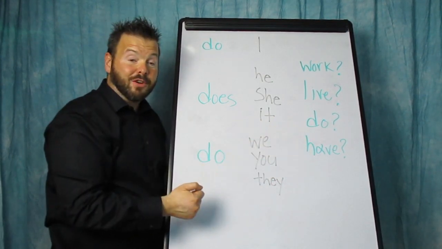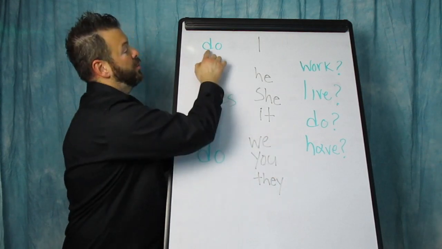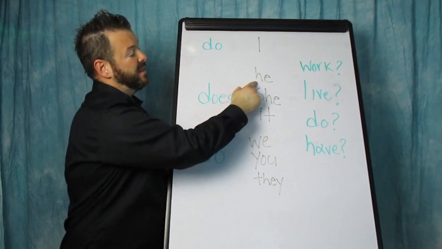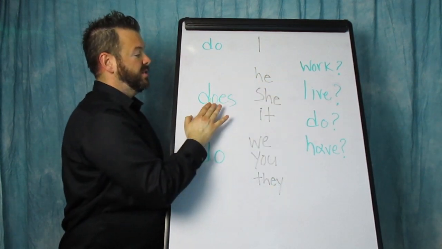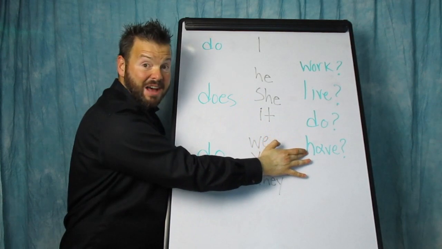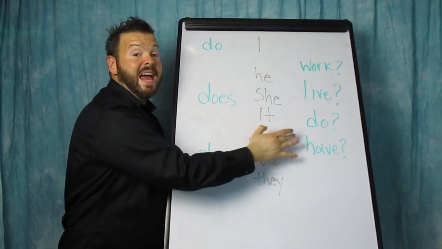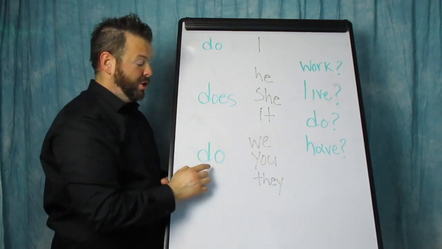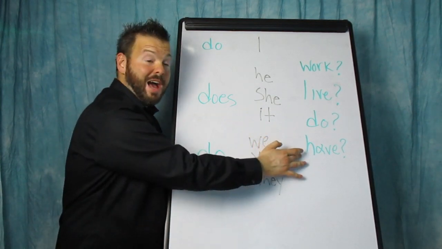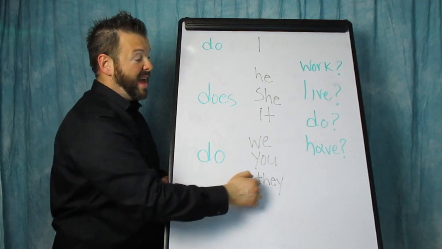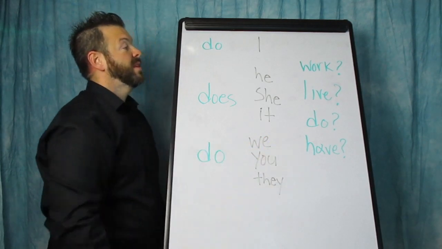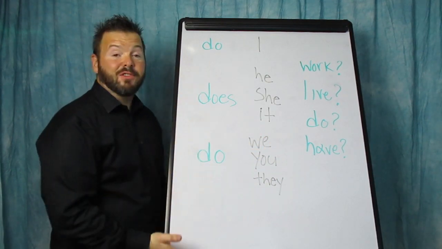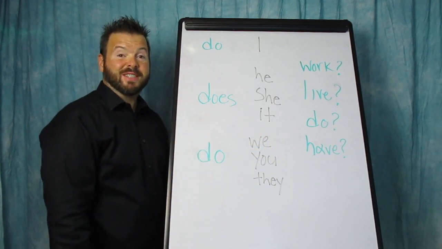And our last verb, to have. Do I have? Does he have? Does she have? Does it have? Do we have? Do you have? Do they have? At this point, pause the video, write everything down, and read it to yourself.